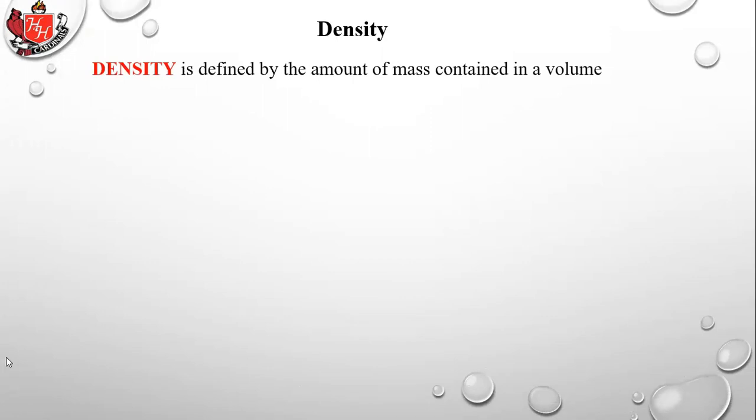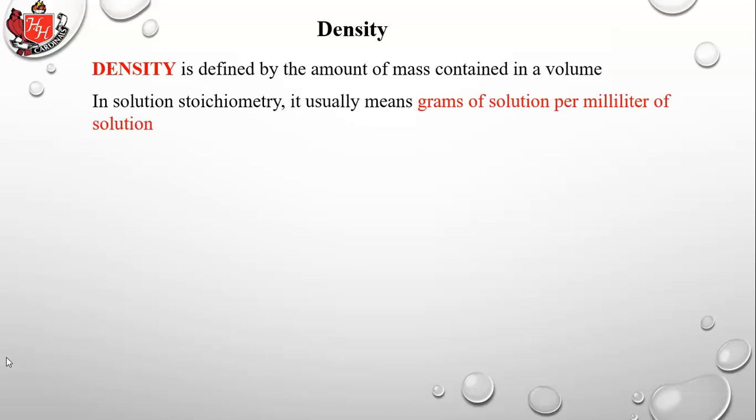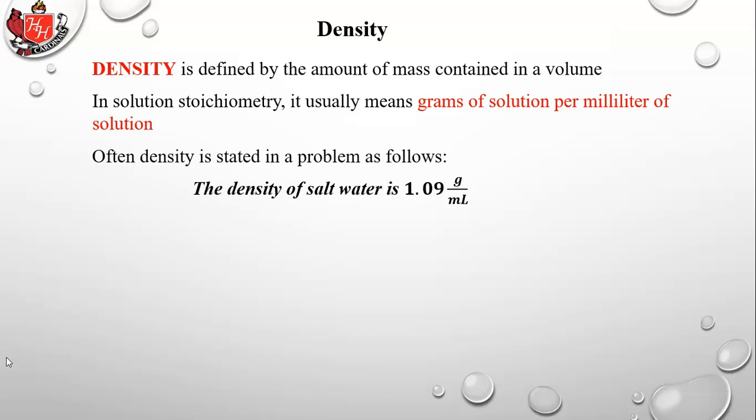Density is defined by the amount of mass contained in a volume. In solution stoichiometry, it usually means grams of solution per milliliters of solution. Often density is stated in a problem as follows. The density of salt water is 1.09 grams per milliliter. This is the abbreviated form that I told you you'll often find in problems.